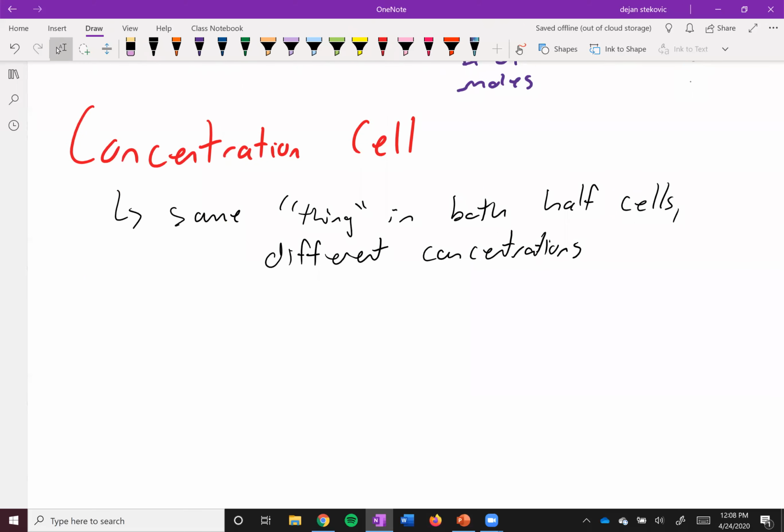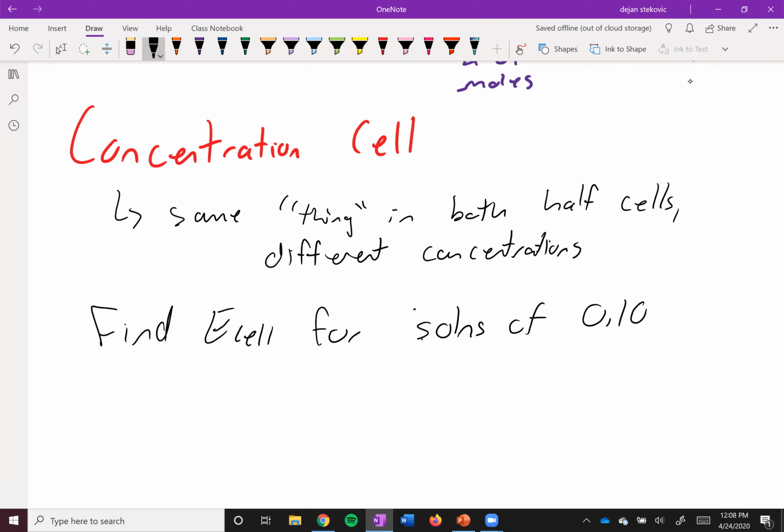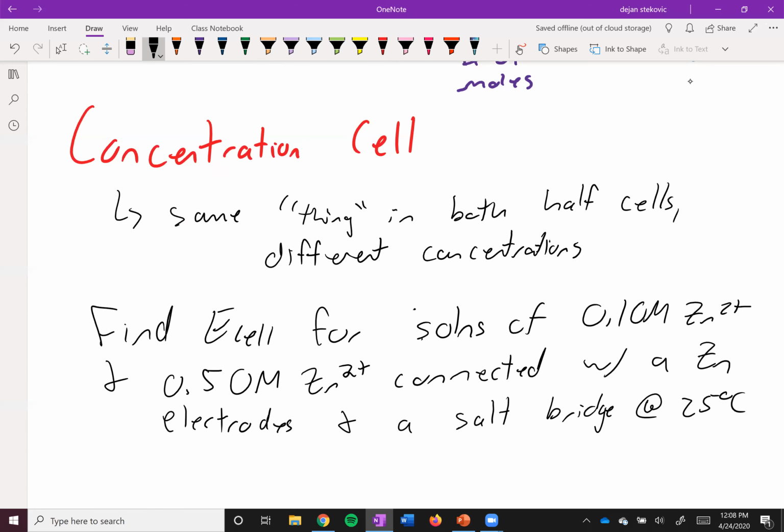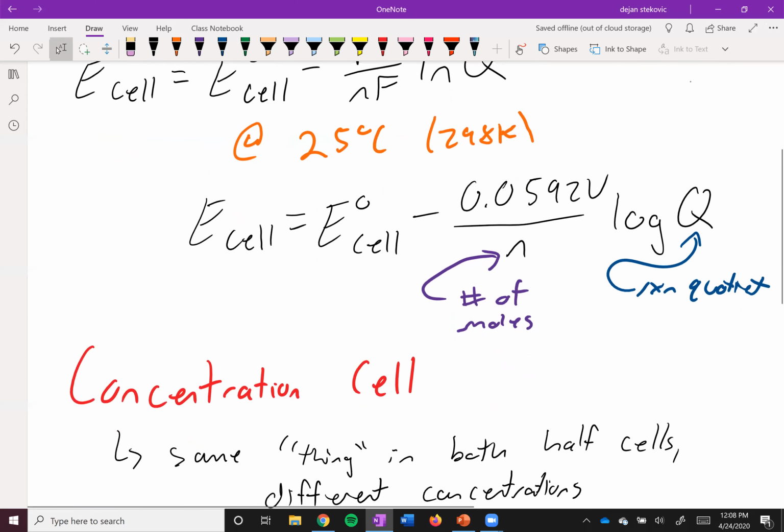So let's take a look at an example. Let's find E cell for solutions of 0.10 molar zinc 2 plus and 0.50 molar zinc 2 plus connected with zinc electrodes and a salt bridge at 25 degrees Celsius. So we're at 25 degrees Celsius, so we can go ahead and use this lower equation.